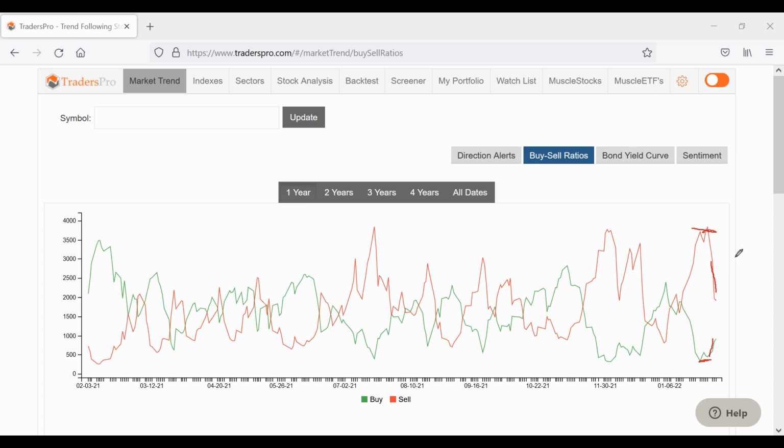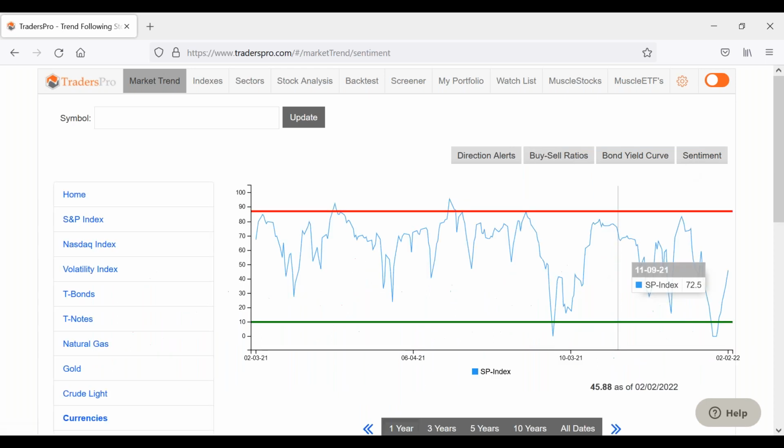But overall, it's obviously not showing an extreme. We're moving away from an extreme that we're at. Not much else to really point out there. Sentiment, again, nowhere near. We're right in the middle, so we're nowhere near either of the extremes.